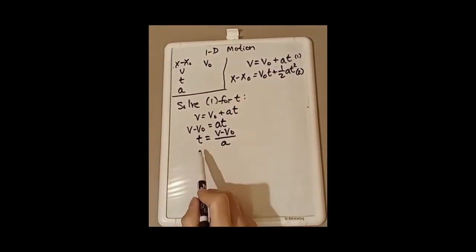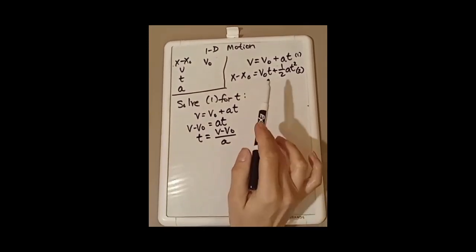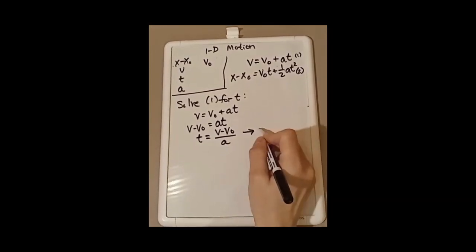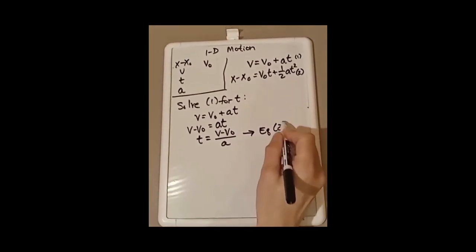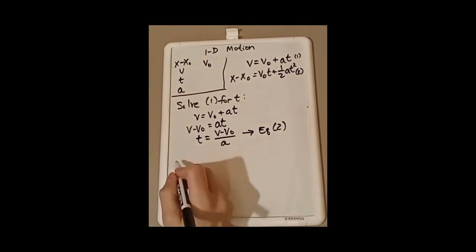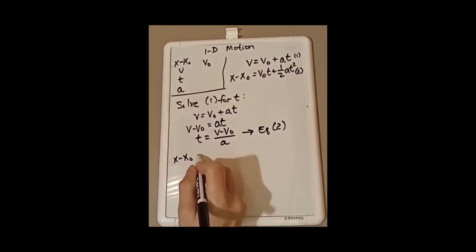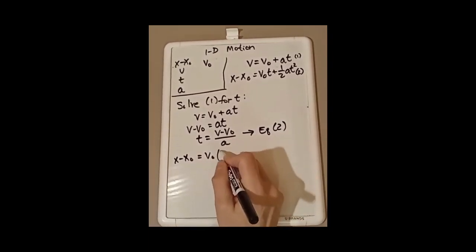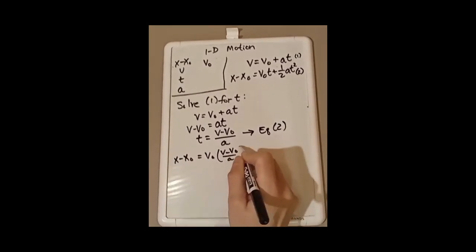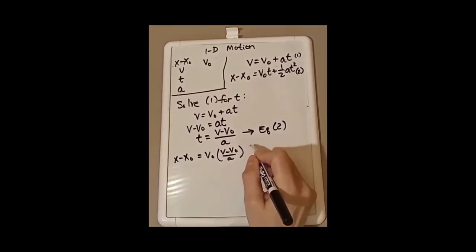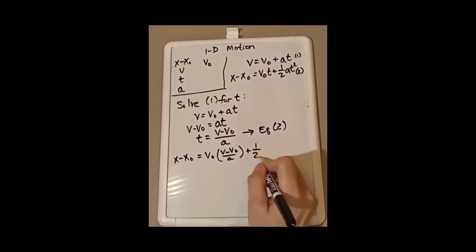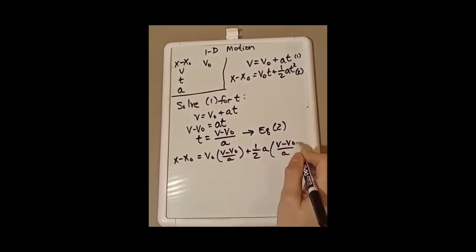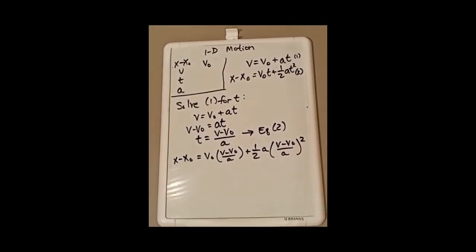So now we're going to take this value for t, and we're going to substitute it into our equation 2 for x minus x naught. So t goes into equation 2, and we end up with x minus x naught is equal to v naught times v minus v naught over a, plus 1/2 a times v minus v naught divided by a quantity squared.